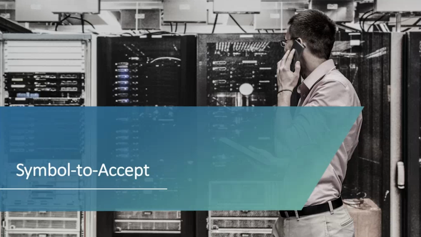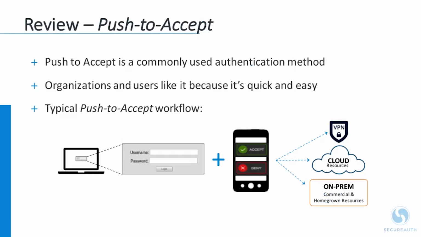Great. Thanks, Jeff. Appreciate that for reviewing Radius and IDP 9.2. We'll now turn our attention to this new multi-factor authentication method called symbol to accept. To understand why we developed symbol to accept, a new and more secure multi-factor authentication method, we need to do a quick review of how push to accept works and its vulnerabilities.